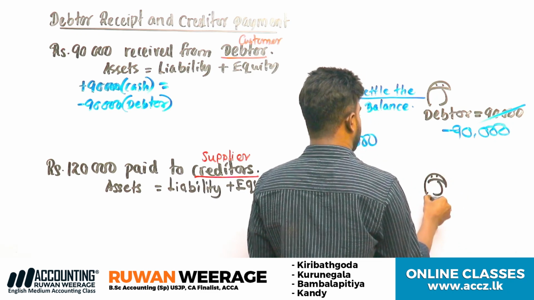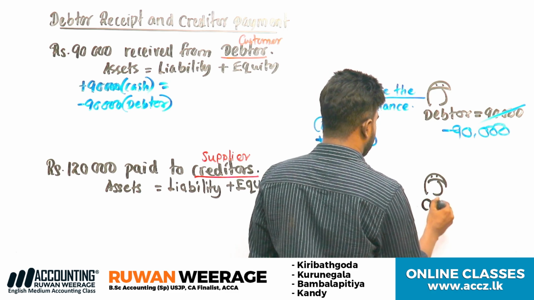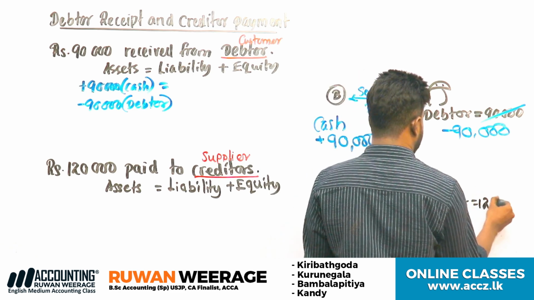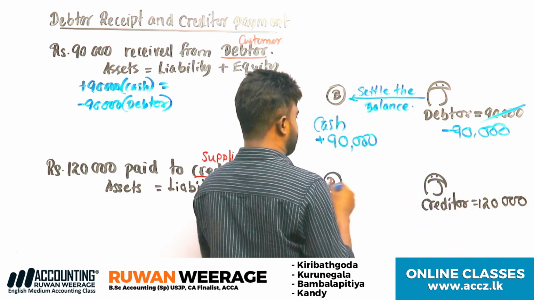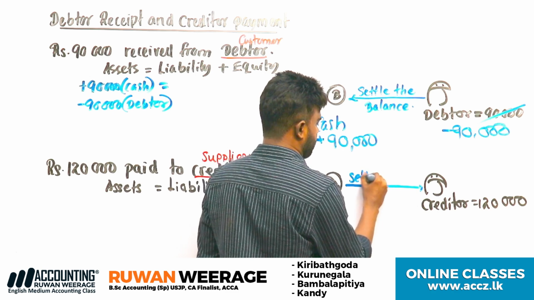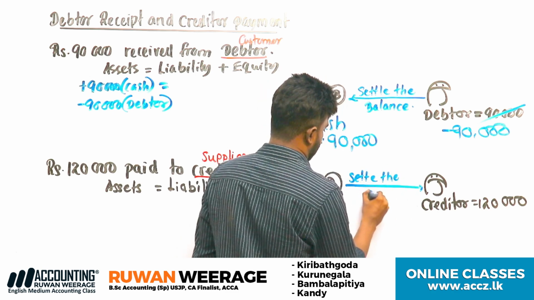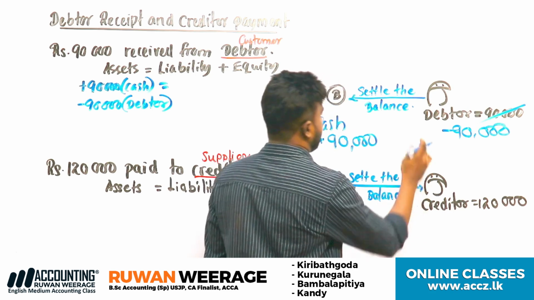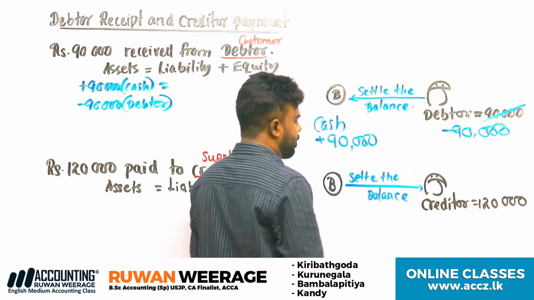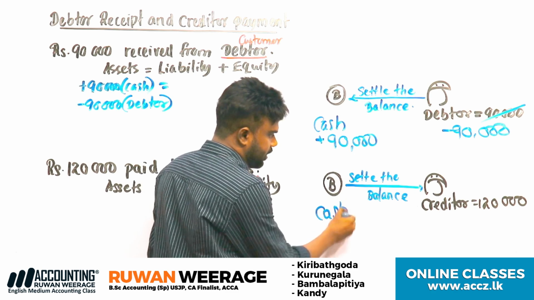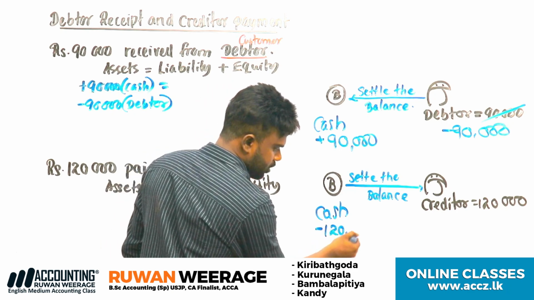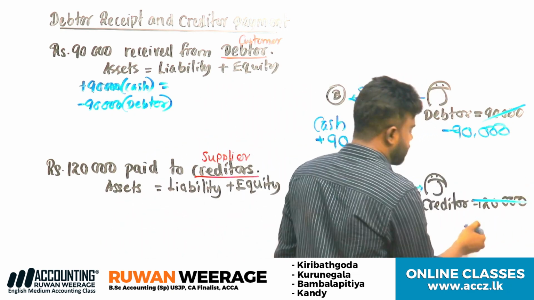Supplier, we call what? Creditor. There's a balance, this 120,000 balance. So we are going to settle the balance. Clear? Here settling balance means from the customer, cash receiving. Here settling means paid to the creditor, the supplier. Therefore our cash balance increases or decreases? When settling the balance, the cash asset line definitely decreases by 120. Because there are no more payables, you have to deduct the payable balance.